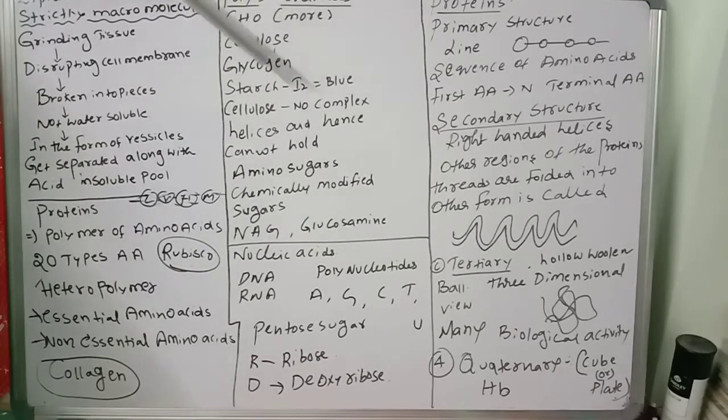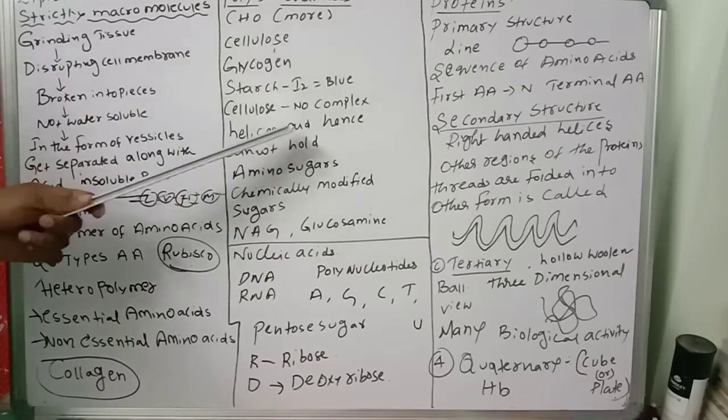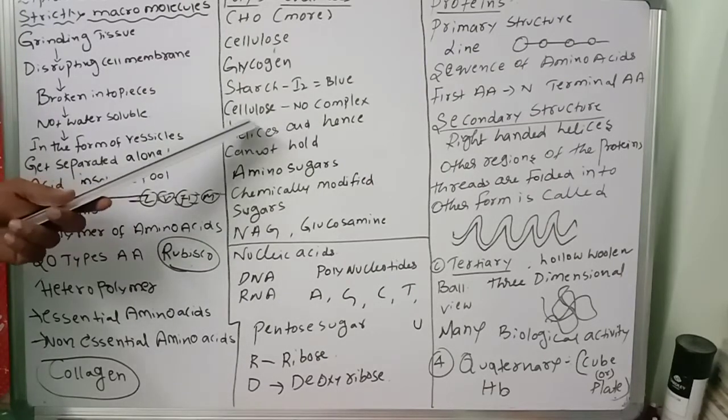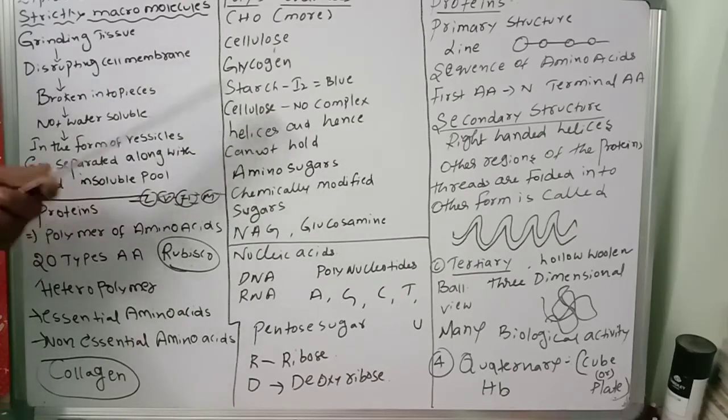Cellulose is also a carbohydrate, a polysaccharide, but when cellulose reacts with iodine, there is no blue color. Why? That is the question. Because in cellulose there are no complex helices, no complex foldings. Hence iodine cannot be held by the cellulose. That's why even when cellulose reacts with iodine, there is no blue color.